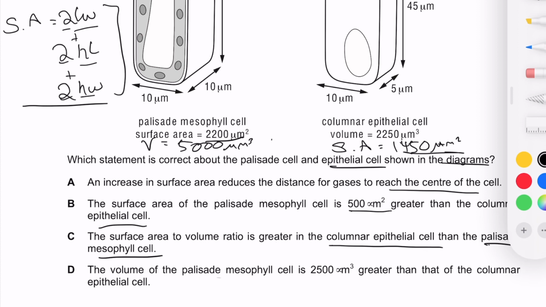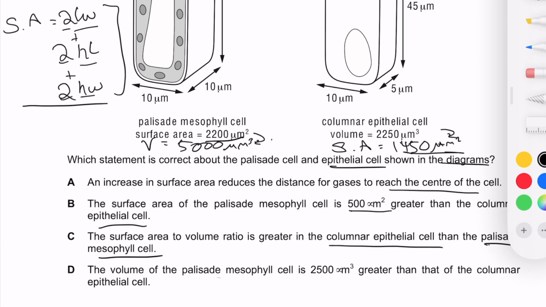Let's calculate the surface area to volume ratio, and that's simply by dividing the surface area by the volume. Now remember to never judge how big the surface area to volume ratio is compared to another cell unless you have it in decimal form, because sometimes you would get confused and not know which one is larger and which one is smaller. So I always like to convert my fraction to a decimal in order to see which one is actually greater.